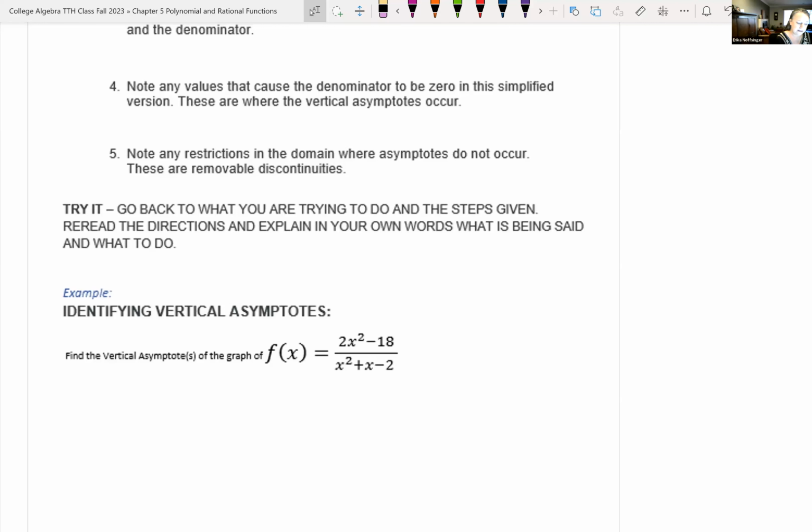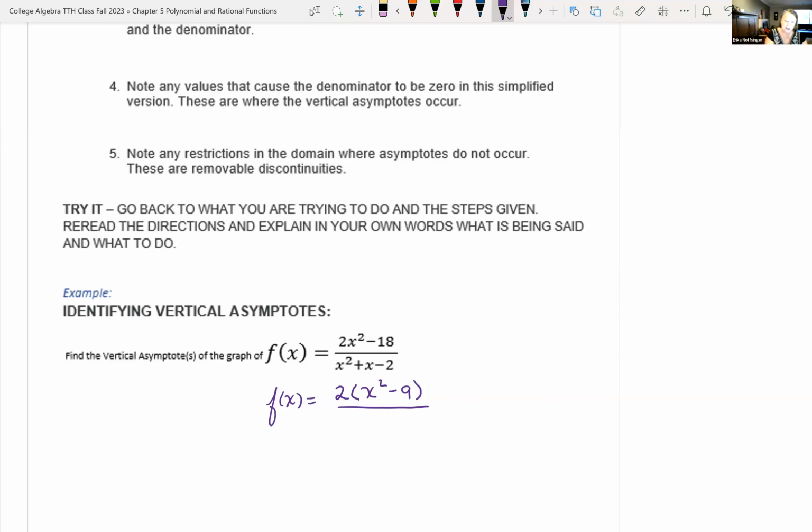So looking at this, I noticed that my numerator, I have a coefficient that is in common with both terms, so I'm going to factor that out. So I notice 2x squared and negative 18 both have a 2 in common, so let's pull the 2 out of both of those terms. Factoring out a 2 out of 2x squared, I'm left with an x squared. And factoring out a 2 from negative 18, I'm left with 9, all over.